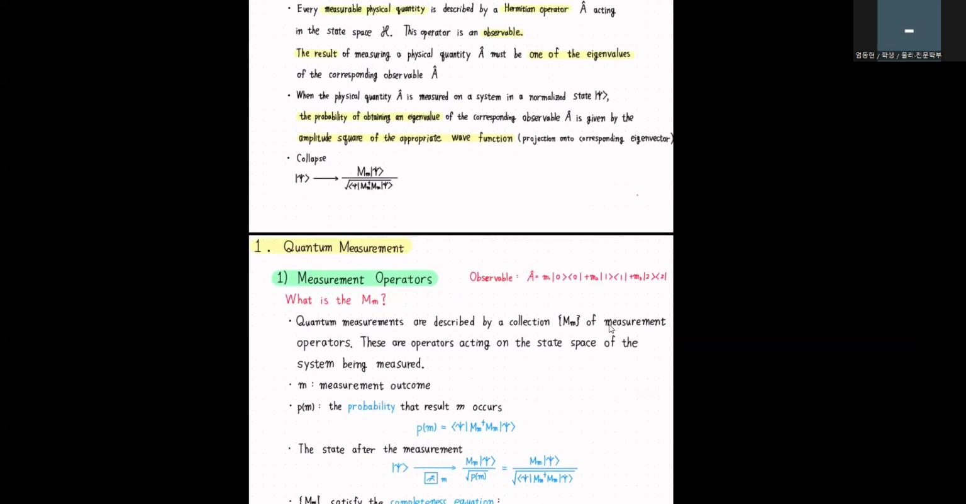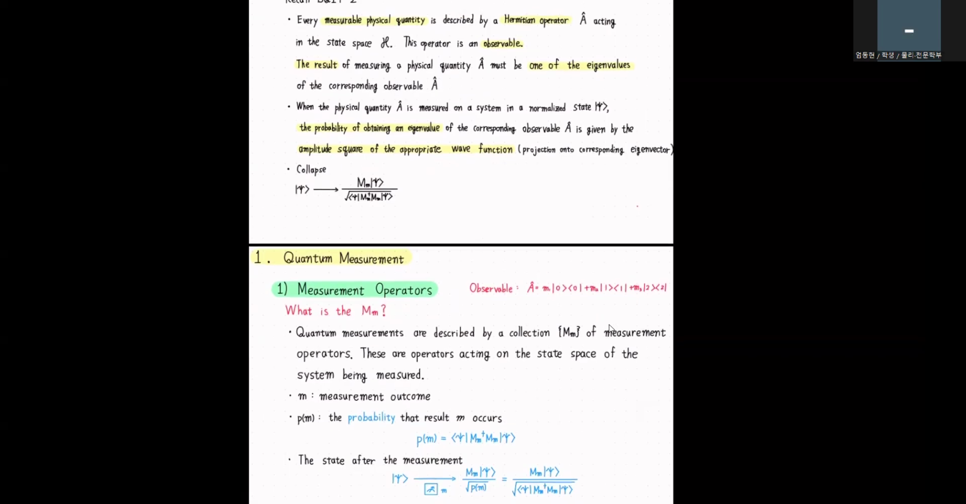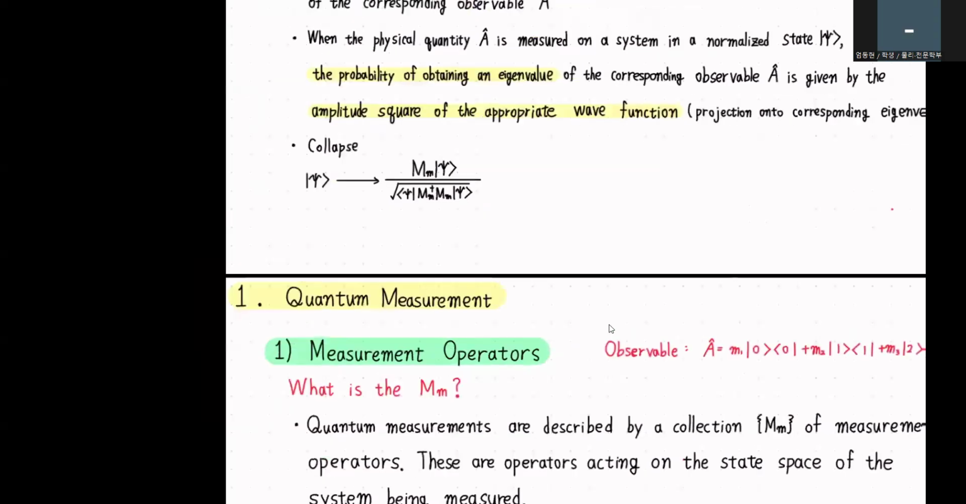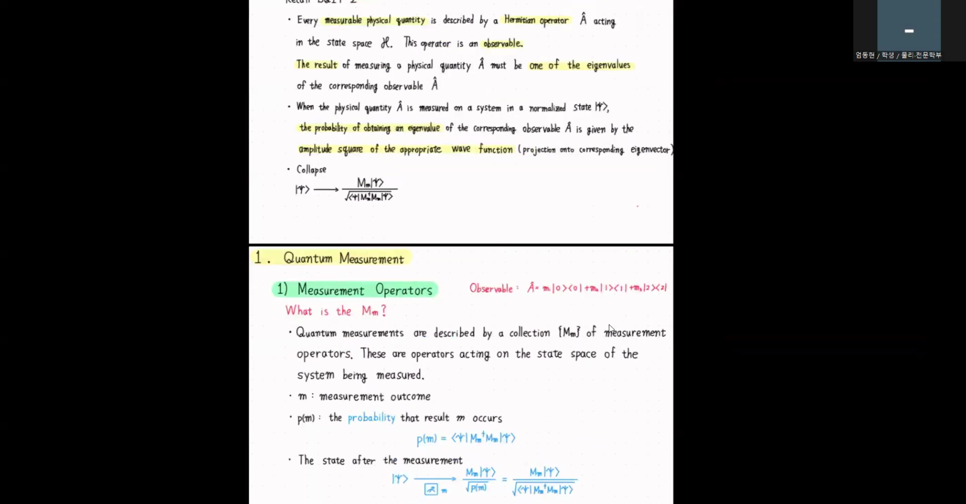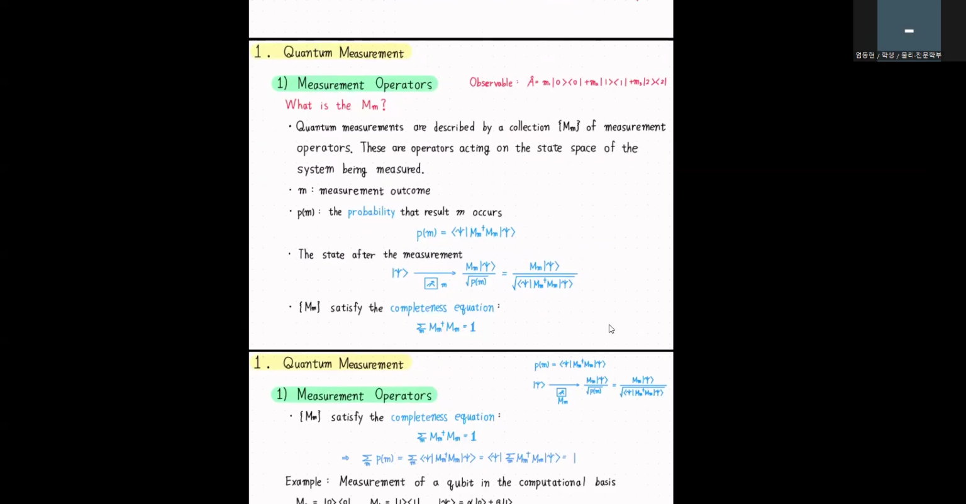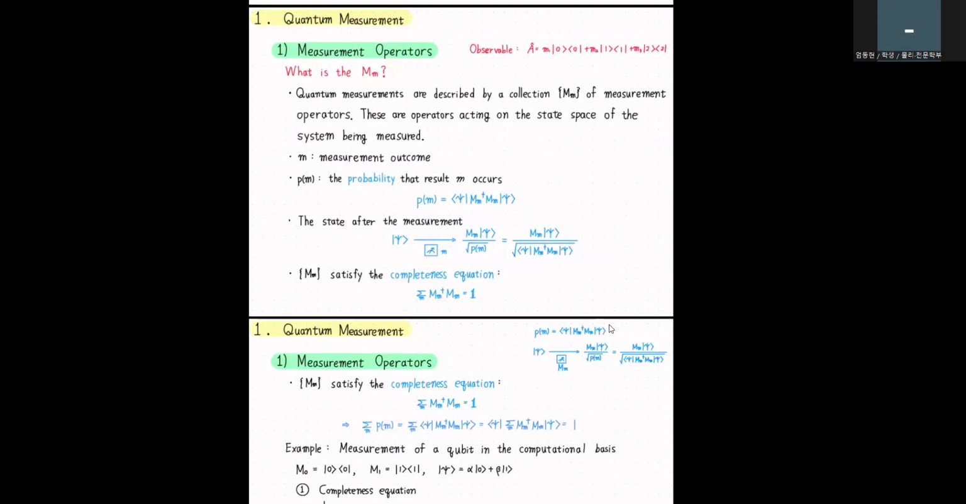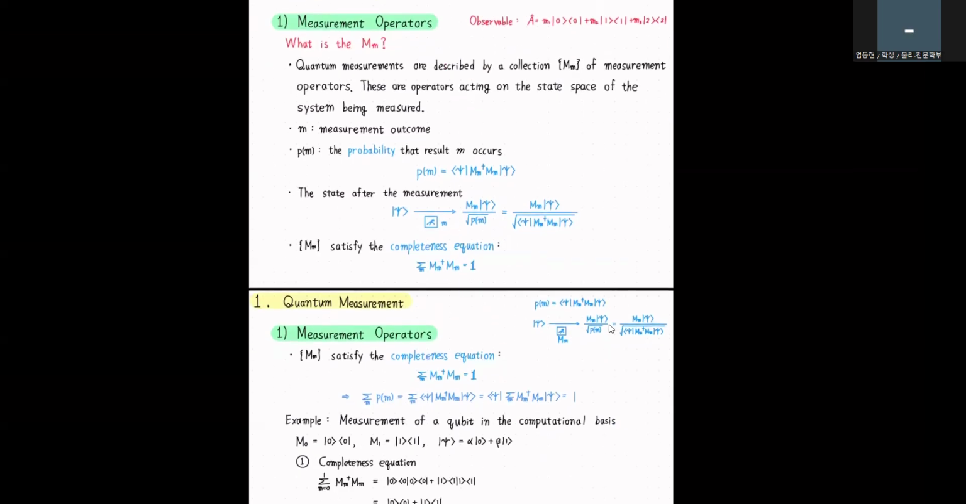And so, when this measurement of the physical quantity A occurs, the state psi collapses into one of these eigenstates, which can be modeled by the application of a measurement operator associated with a certain measurement outcome to the state psi. So what are measurement operators? Quantum measurements are described by a collection of measurement operators, and these are operators that act on the state space of the system being measured. For each measurement operator, there will be a measurement outcome m, and for each outcome, we can associate a probability Pm, the probability that result m occurs.